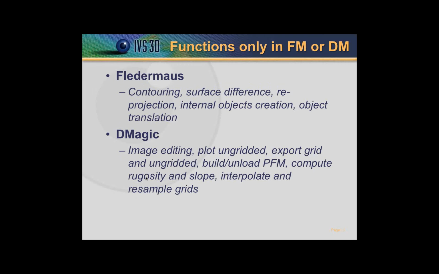You saw me do the plotting ungridded. You can export gridded, ungridded data from DMagic, and that's one of the things we know people use the tool for, is that they have to deliver an ASCII XYZ file to a client as part of a deliverable. Well, you do that within DMagic. You obviously can only build and unload and do PFM construction and appending in DMagic. The computation of rugosity and slope, interpolation and resampling of grids, that currently is only within DMagic, but I expect that is moving into Fledermaus as well.